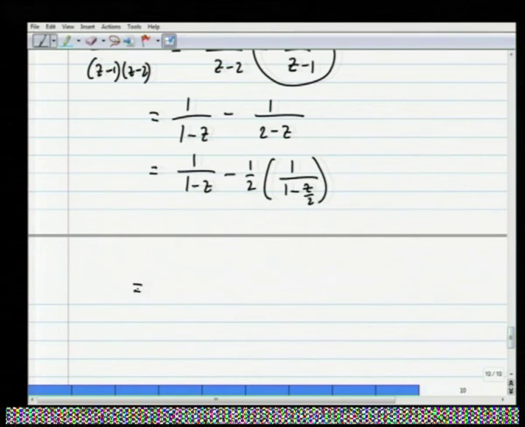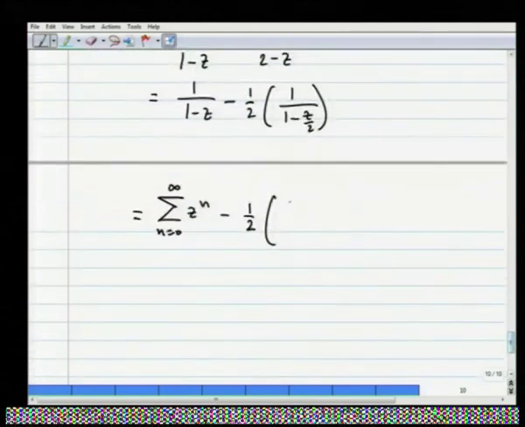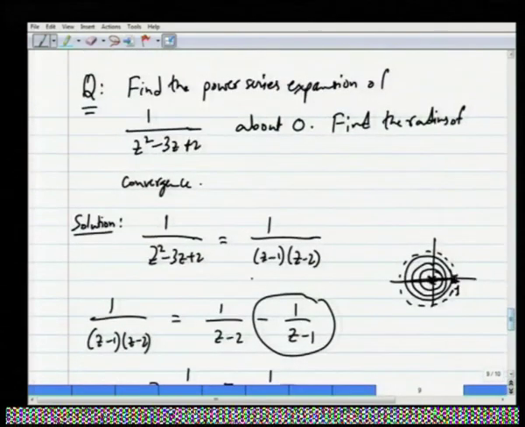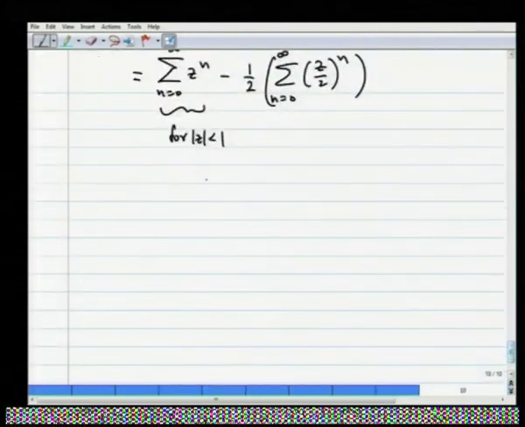And 1 by 1 minus z we know has a Taylor series expansion around 0. It is a geometric series, sigma z power n, n equals 0 through infinity, minus half times the expansion for 1 by 1 minus z by 2, which likewise is a geometric series, n equals 0 through infinity of z by 2 raised to n. And this series is equal to this function. This is valid only for modulus of z strictly less than 1, like we have remarked here in the picture. So, this picture appears in this statement.